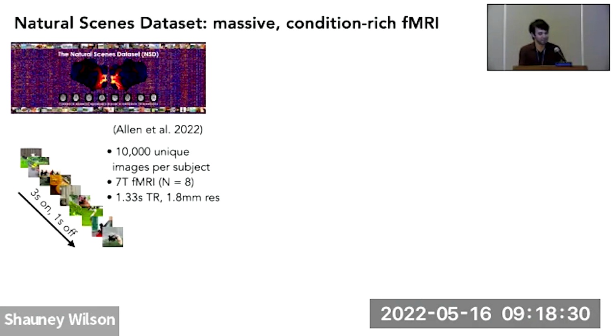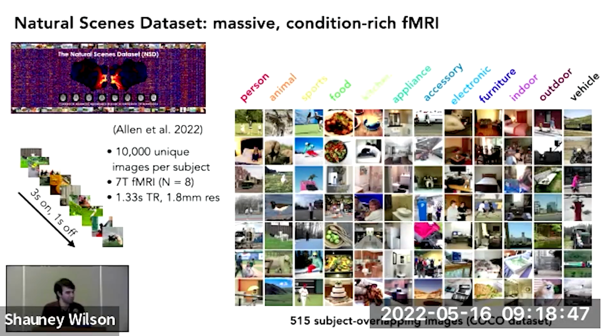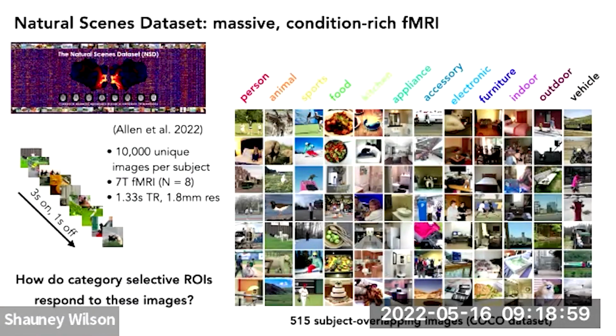And here we'll make use of NSD to explore tuning across category selective regions at a larger scale than most previous studies. We'll focus on a set of 515 images that overlapped across the subjects, which is only a small fraction of the data. And here are some of these images. Just for the sake of visualization, I've grouped them using their COCO category labels, but the labels don't enter into our analysis stream. For our sake, each image is its own condition. So how do the category selective regions respond to this large, diverse set of natural images?